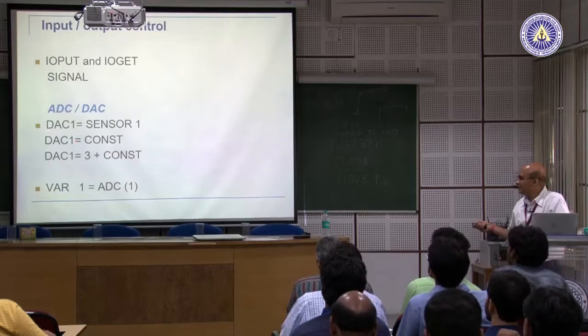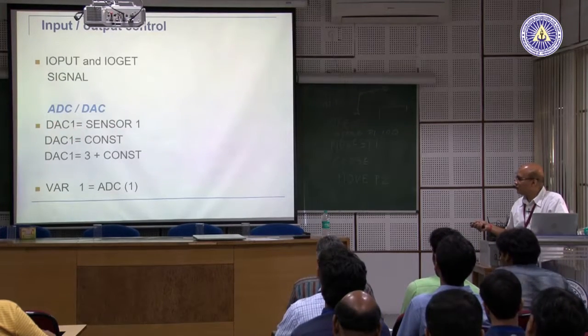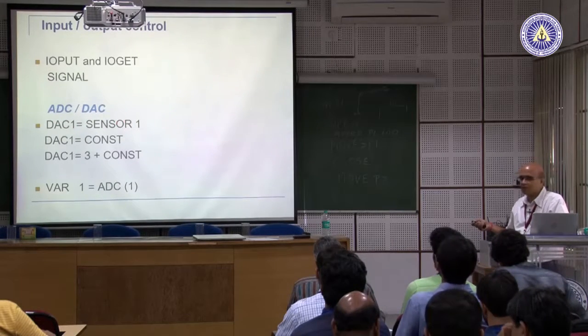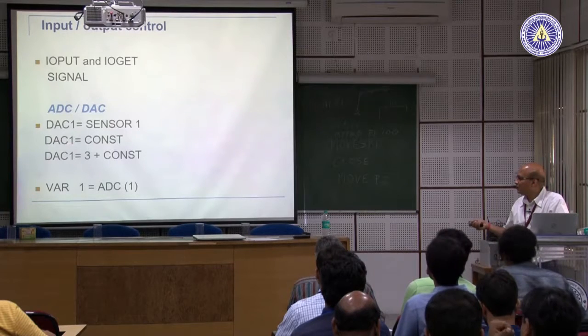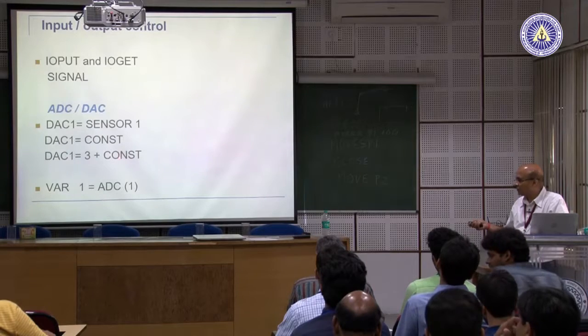Say for example, if I say DAC 1 is equal to sensor 1, then whatever is there on DAC 1, it is going to give output to this sensor 1. The sensor 1 is just a variable name, or DAC 1 is equal to constant, and then DAC 1 is equal to 3 plus constant.